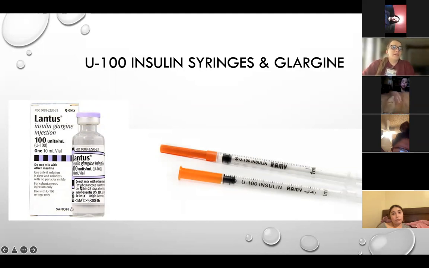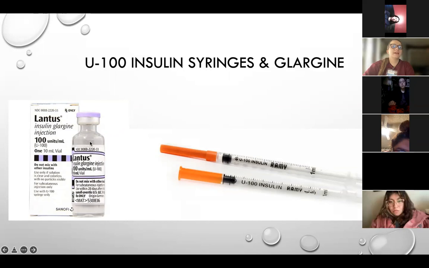Now, it does say it on the bottle as well for subcutaneous injection only. So it will tell you on the bottle how to give this injection and how long this injection is good for. Lantus is actually one of the only insulins that does not have to be refrigerated. It's really awesome like that, but it's only good for 28 days.